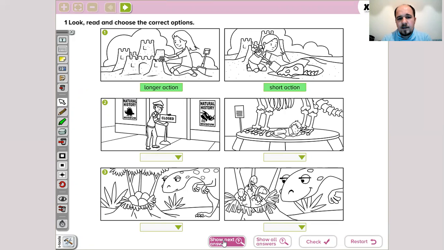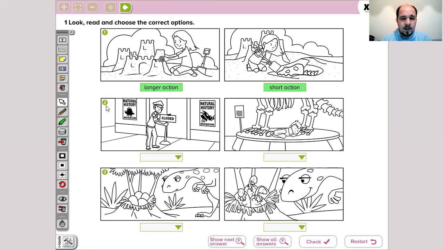What about next? Short action. It doesn't look like a short action. I'm not sure about that. I didn't like that activity, that exercise. We can see in the next activity and understand what the writer tries to tell us.